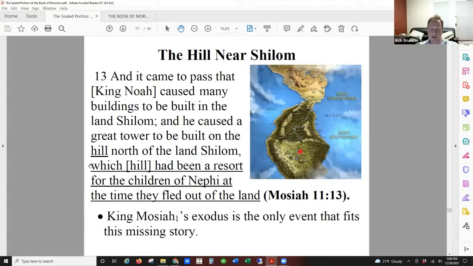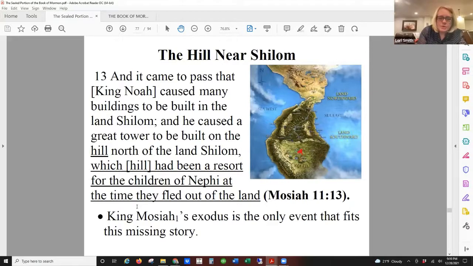So how many resorts did they build in those days? Well, Noah kind of rebuilt the temple, or excuse me, his father did. They rebuilt many buildings. It probably was destroyed as part of Mosiah's Exodus, and they probably destroyed a lot of it, but they came back and rebuilt the temple, rebuilt many buildings, and King Noah built a tower on the hill that Mormon is referring to here. And that hill was a place of safety.